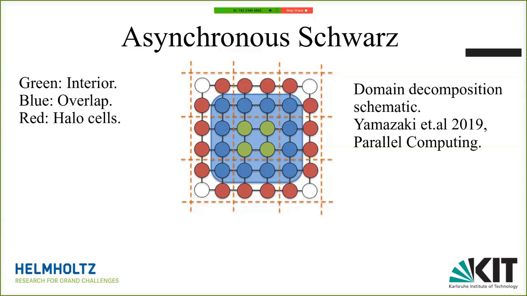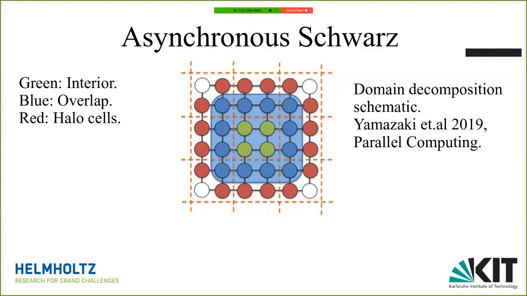So, you can see the schematic here where you have a global domain of 36 grid points, where each grid point stands for an unknown. You decompose the larger global domain into smaller subdomains, 9 here, and each subdomain contains 4 unknowns locally. The green points form the interior of the domain, and the blue points form an overlap.